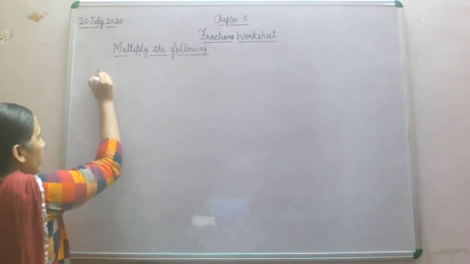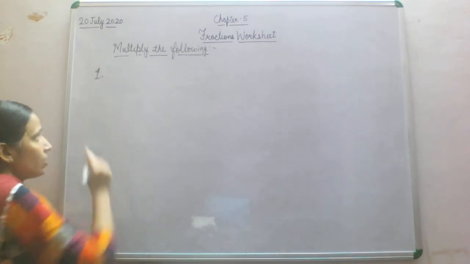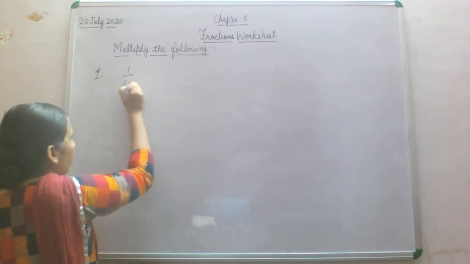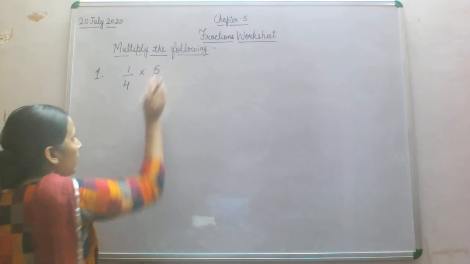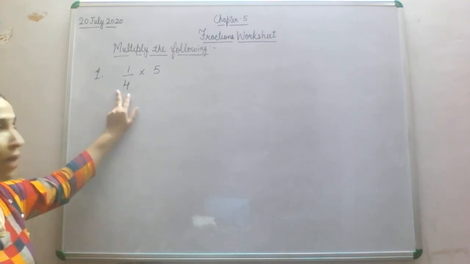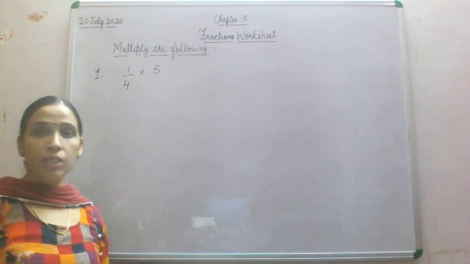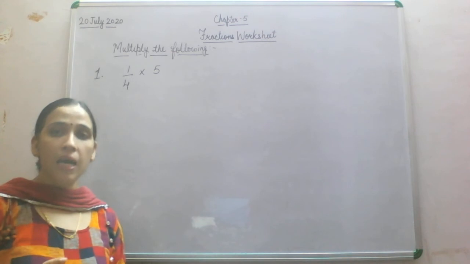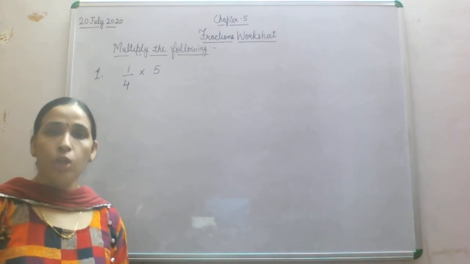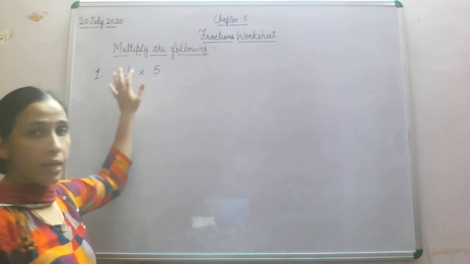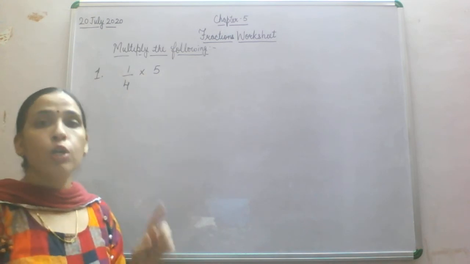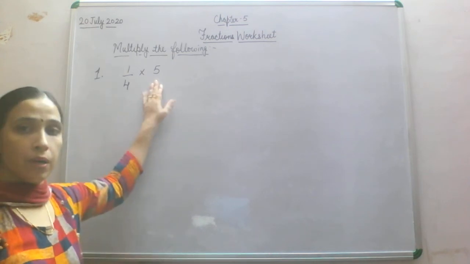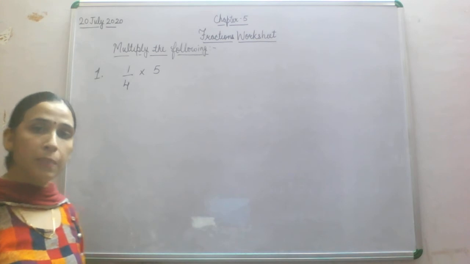So now, the first question is 1 by 4 multiply by 5. Now as you can see, 1 by 4 is a unit fraction. Now what are unit fractions? Unit fractions are those fractions which have 1 in the numerator. So here in this 1 by 4, we have 1 in the numerator, so we call it a unit fraction. Now 5 is a whole number. So now we'll start how to multiply it.